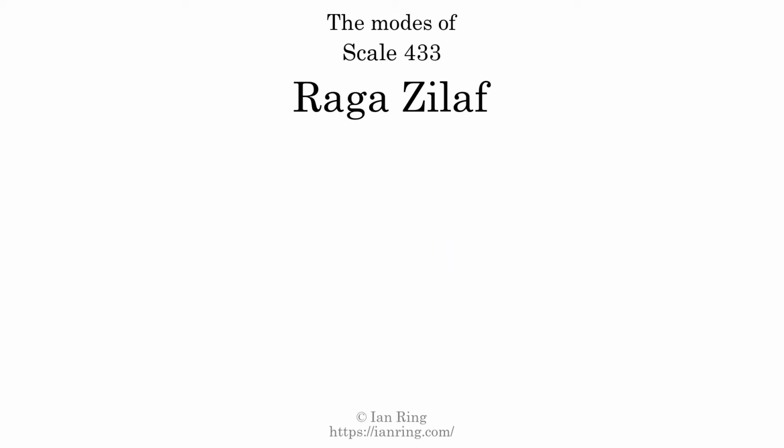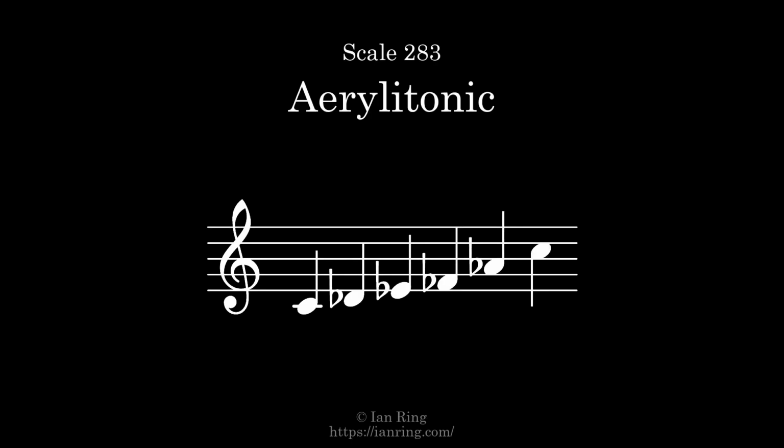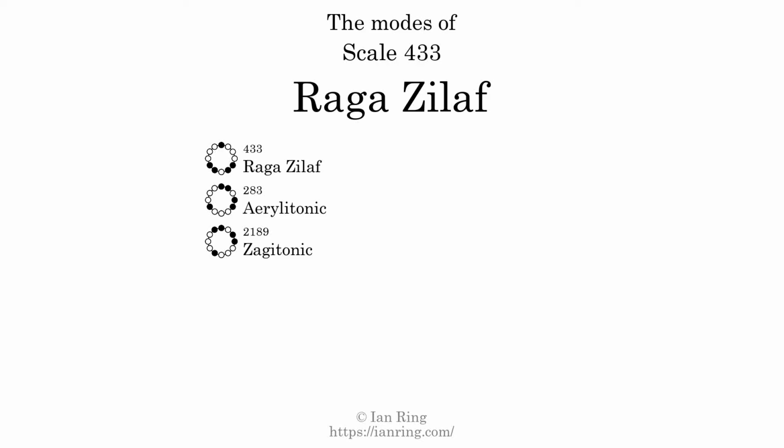This scale has 5 modes. The first mode is itself. The second mode is scale 283, also known as aryaltonic. It sounds like this. The third mode is scale 2189, also known as zegatonic. It sounds like this.